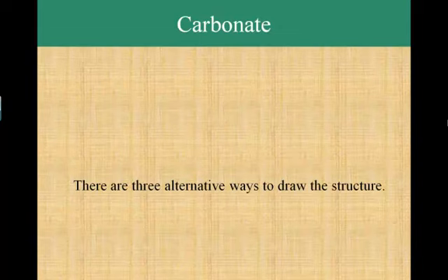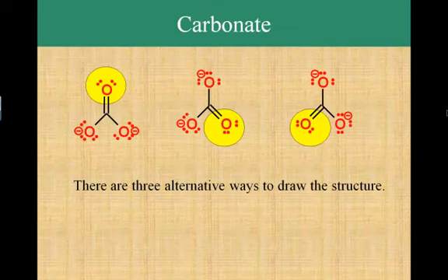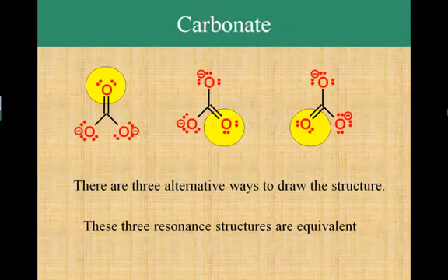For instance, let's consider the carbonate anion. This is CO3 minus 2. The carbonate anion can be drawn in three different ways. We have negative charges on two of the three oxygen atoms. The neutral oxygen can be the oxygen pointing up, the oxygen pointing to the right, or the oxygen pointing to the left. These three resonance structures are equivalent because each one of them has a negative charge on each of two different oxygen atoms. However, their structures are actually different because the negative charges are on different oxygens.